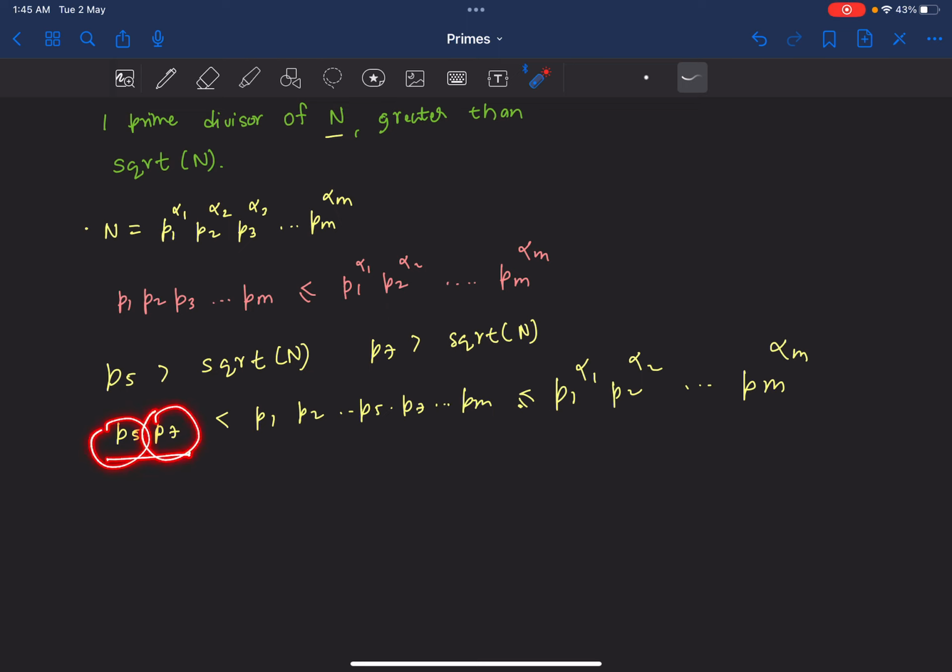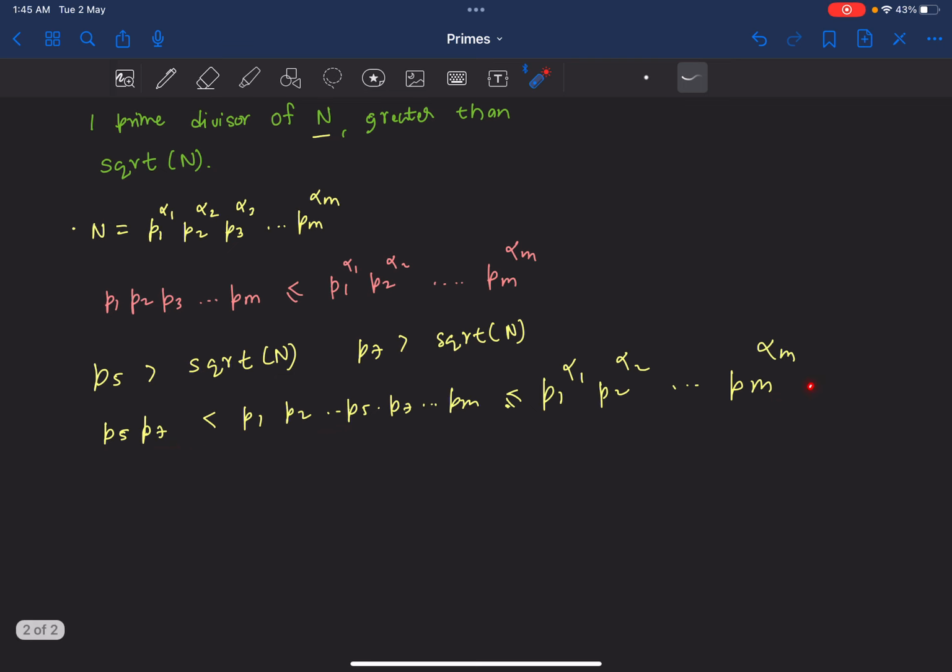Now if we say that this is greater than square root of n and this is also greater than square root of n, then the product will definitely be greater than n, right? So if this part is greater than n, then this part will definitely be greater than n, which is wrong, right? Because this is actually equal to n. So our claim that we can have two such numbers is wrong, right? In fact, if you take three such numbers, it will again be wrong. But you can have at max just one number, right?